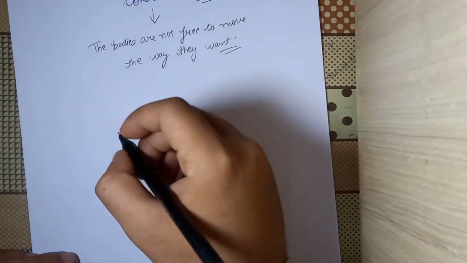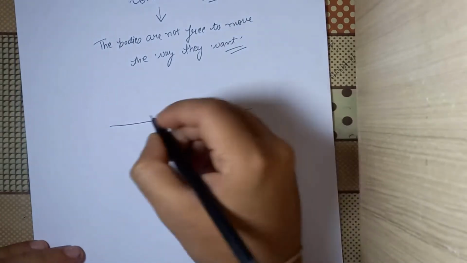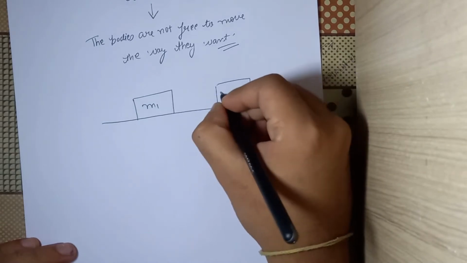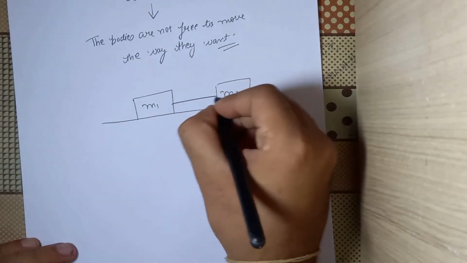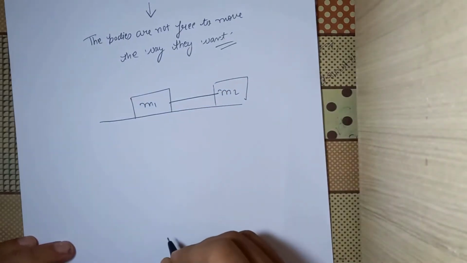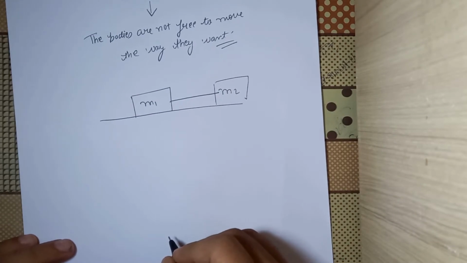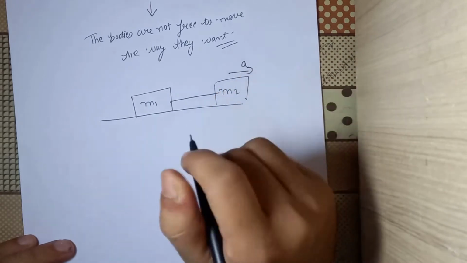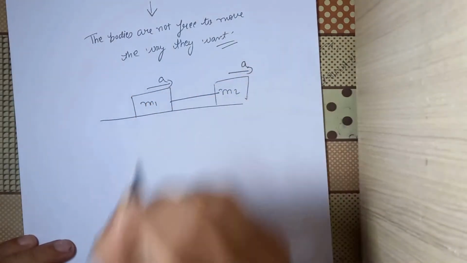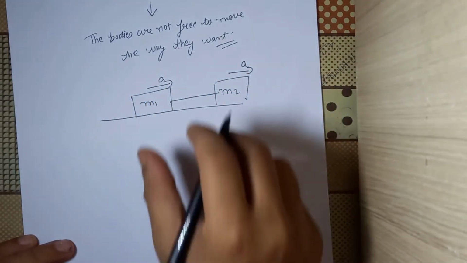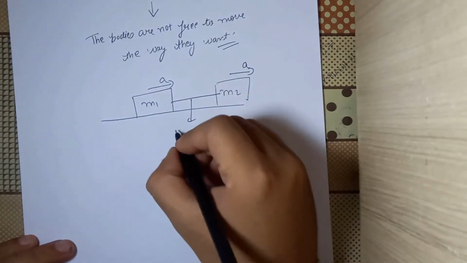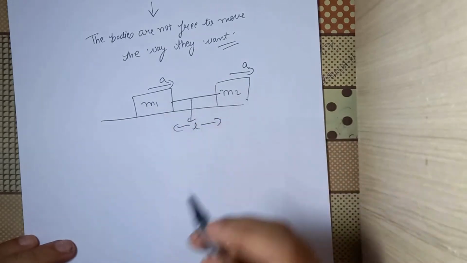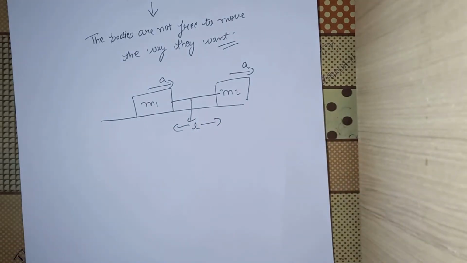So let us take the example that we've studied previously. Let us say that there is a block of mass m1 and there is a block of mass m2, and let us say that they are connected by a rope. As we have already discussed in one of the videos earlier, if m2 has an acceleration of a, m1 has to have an acceleration of a only, because the length of this rope cannot change. The length of this rope L is constant, and that's why the acceleration of both the bodies has to be the same. So this is a kind of constraint motion.